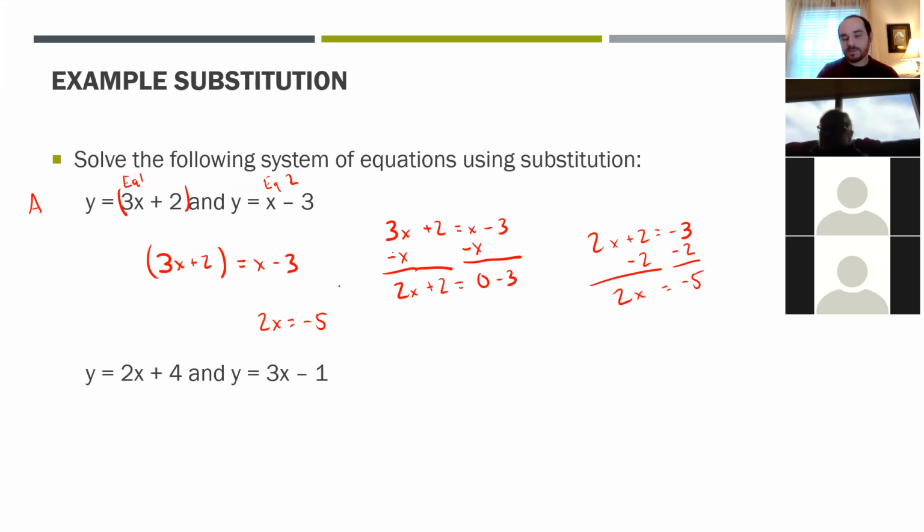This is still step 3. Step 3 is the longest step, by the way. Then we're going to divide both sides by 2. So x equals negative 5 over 2.